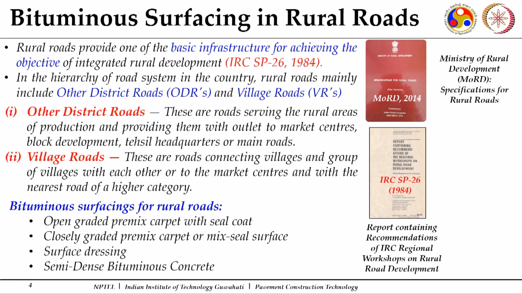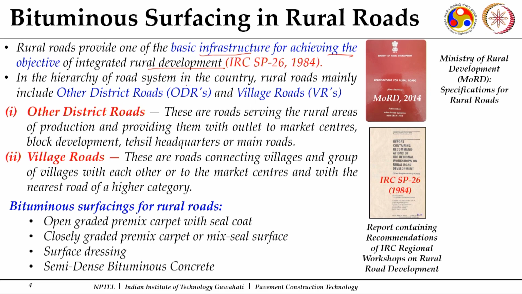Now, when it comes to rural roads, it is one of the basic infrastructure. We have a very large length of roads falling under this particular category, and dedicated efforts have been made by Government of India, especially in the improvement of rural roads. So, it provides one of the basic infrastructure for achieving the objective of integrated rural development. This is one of the targets of our Government of India.